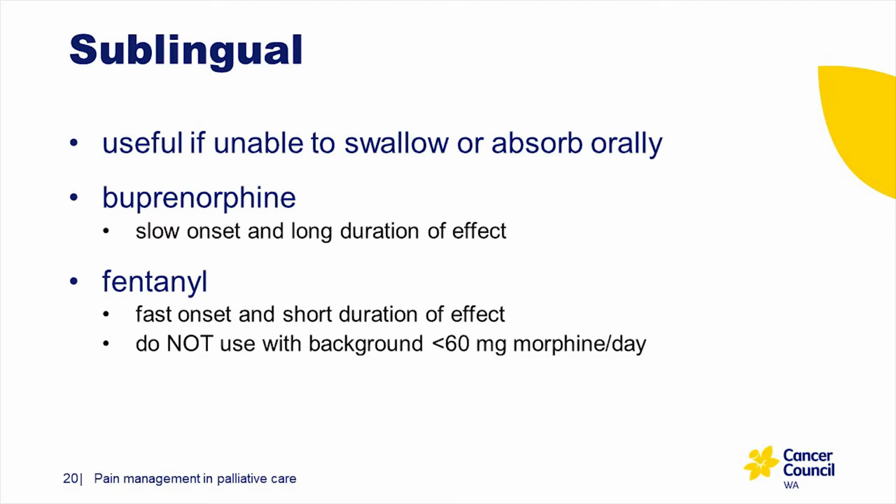Sublingual buprenorphine will take about 90 minutes as a median time to effect, and it will last for about 8 hours. The fentanyl sublingual, however, is quite different and works very quickly. We would expect to have some effect within about 10 minutes and good analgesic effect within about 20 minutes. It does, however, only work for about an hour and a half to 2 hours. So this is where we need to be thinking very carefully about what medication we're going to choose and what effect we're trying to get and how quickly.